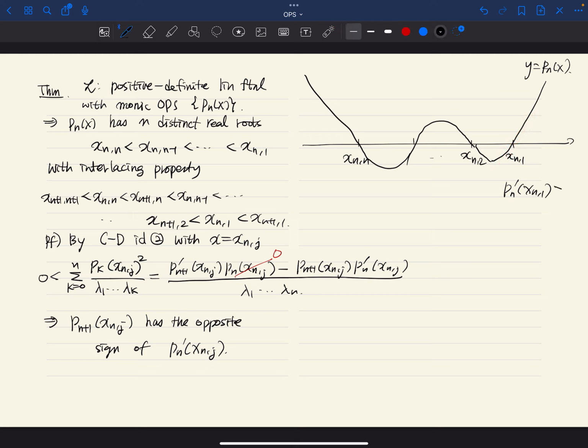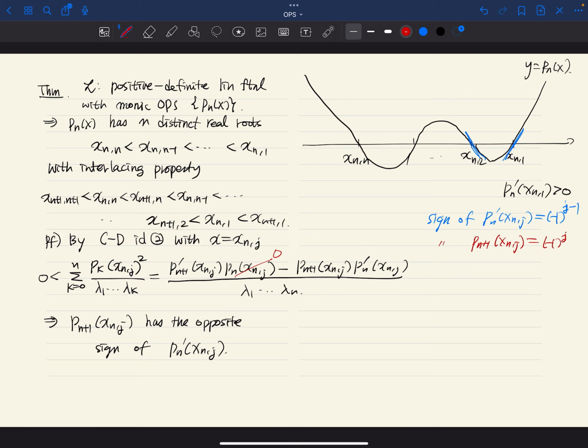So it's positive, and this is negative, right? So positive and negative alternate. So the sign of P_n'(x_{n,j}) is (-1)^{j-1}, sorry, j minus 1, because first positive, then negative, so it looks like that. And that means the sign of P_{n+1}(x_{n,j}) is (-1)^j, because it's the opposite.